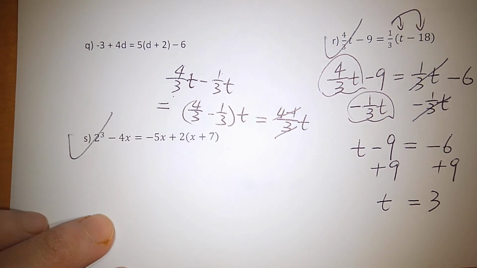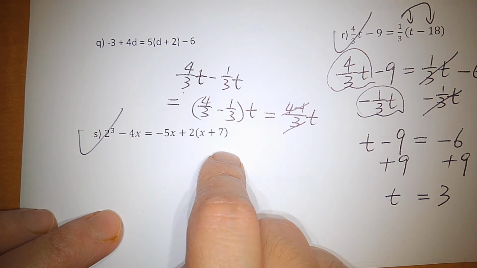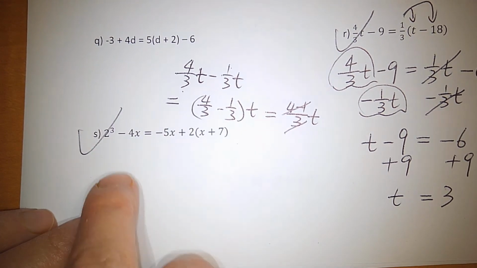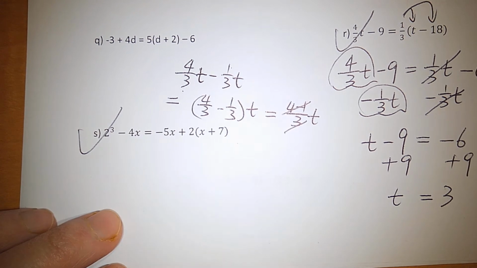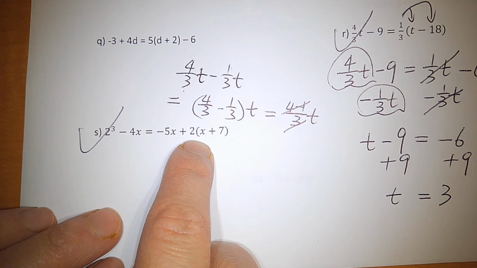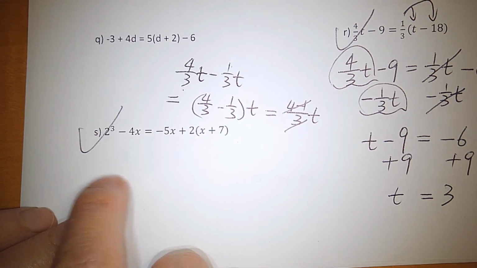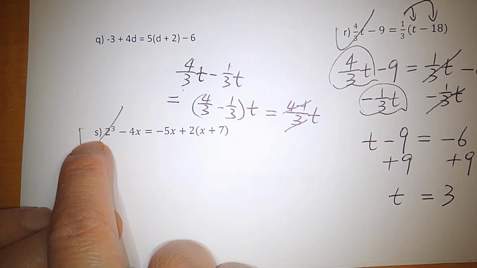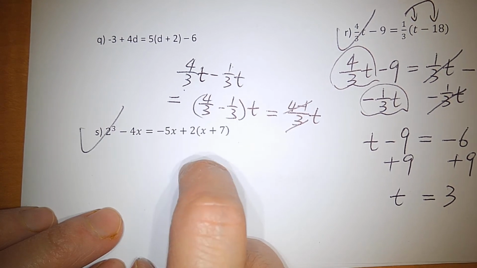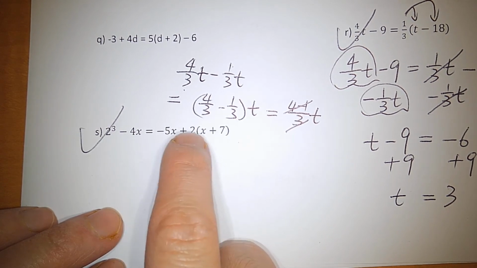Alright, the next question is, have you tried that question yet? If not, I will give you a couple minutes to try it, and then we'll do it together. Simplify both sides at first. If a number needs to be calculated, do it. If we have parentheses, clear out parentheses. If we have like terms, combine like terms.